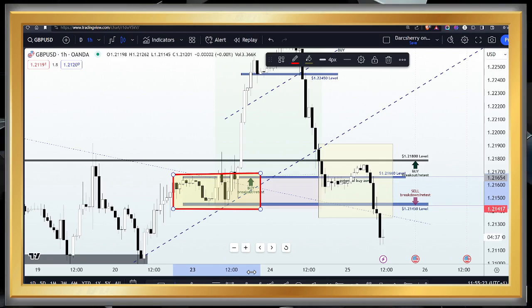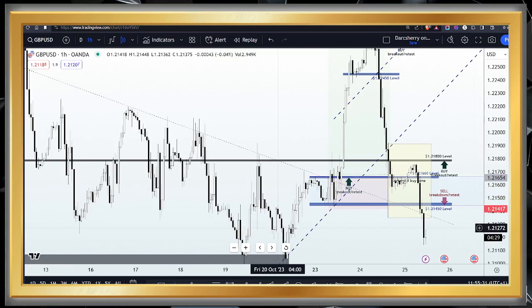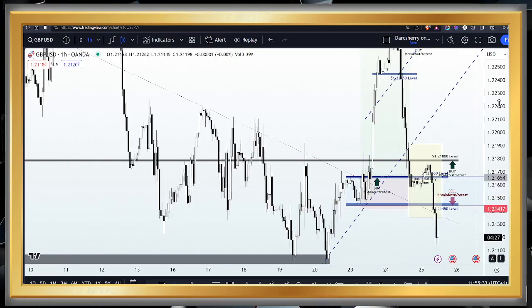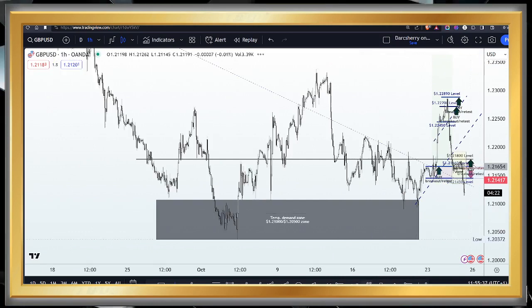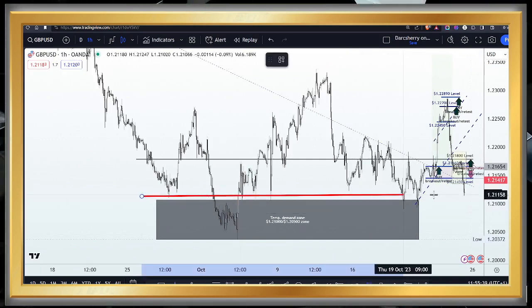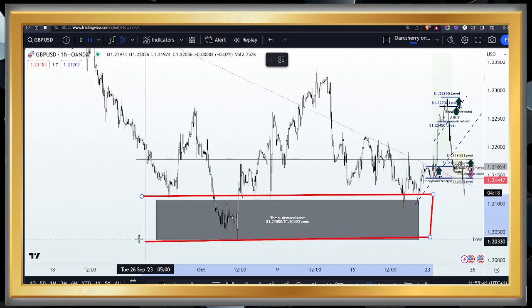And of course, because of this situation, we were trying to position ourselves in such a way that we can capitalize on that move. And based on the structures we saw on the higher time frame, the fact that price was sitting above a robust demand zone, we were of the opinion that price may continue to the upside.